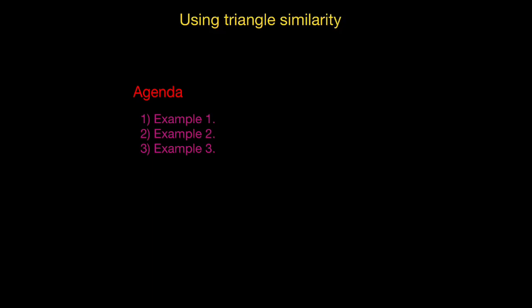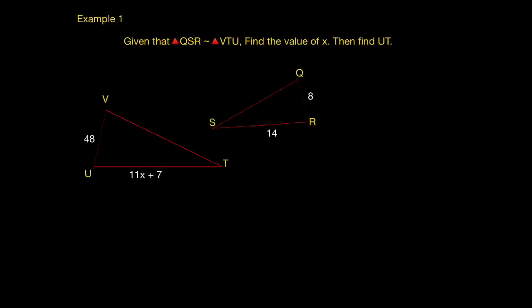Welcome. Today I'm going to show you 3 variations on how to use triangle similarity. So let's begin with example 1. Here we're given that triangle QSR is similar to triangle VTU. Now we have to find the value of x. After we're done finding x, we're going to find the length of UT.